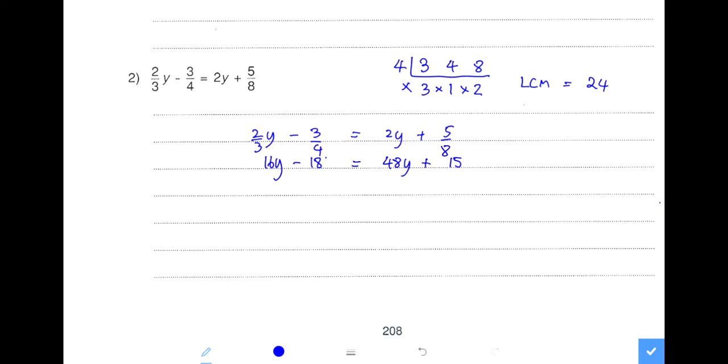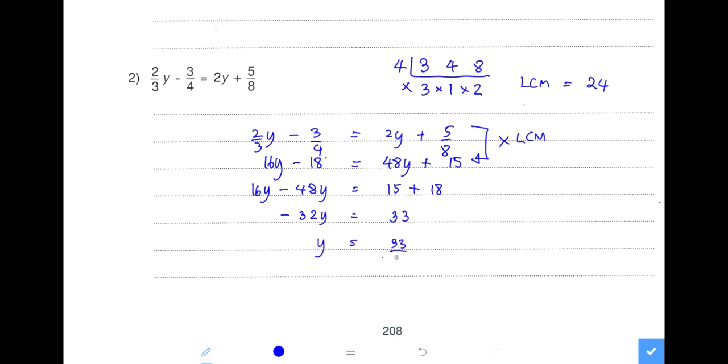Okay, so now no more fractions, right? We multiplied with the LCM, so we have all of them as integers. Next step, normal step: 16y, 48y, move it, subtract like this. And then this one, negative 18 will become positive 18. And this one, the negative is bigger, so it will become negative 32y. 8 plus 5 is 13. So 33.